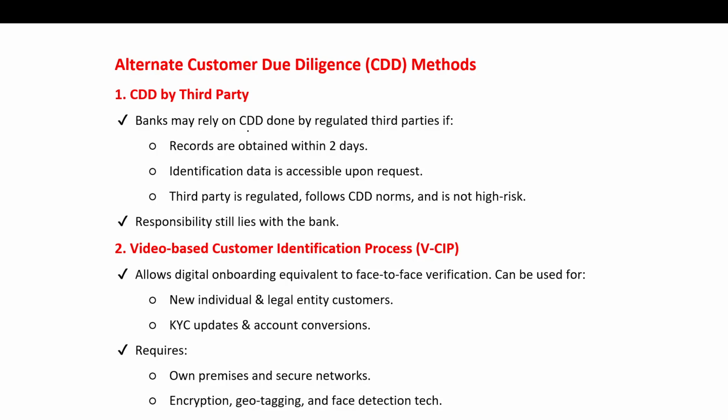Number one, CDD by third party. Basically, you are taking help from a third party, so the bank can rely on another trusted entity like another regulated entity or financial institution to do CDD on its behalf. But again, there are some conditions attached to it. Banks must get the CDD info within 2 days from the third party. If the bank asks for documents later, the third party should give them quickly, and the third party must be regulated, must follow proper CDD rules, and should not be located in a high risk country.